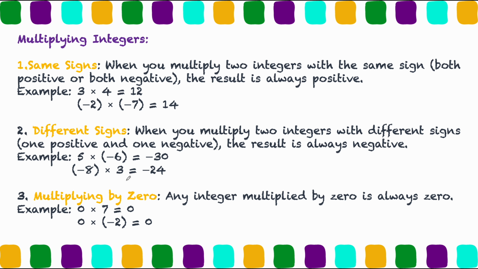Now, whenever we are multiplying by 0, our product will always be 0. So 0 times 7 will give us 0, and 0 times -2 will also give us 0.